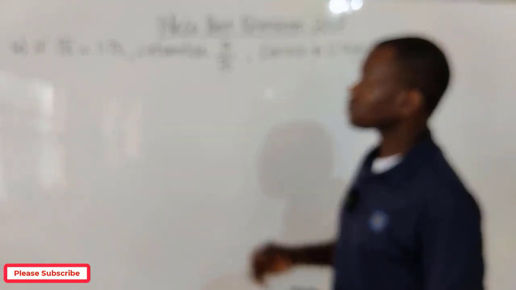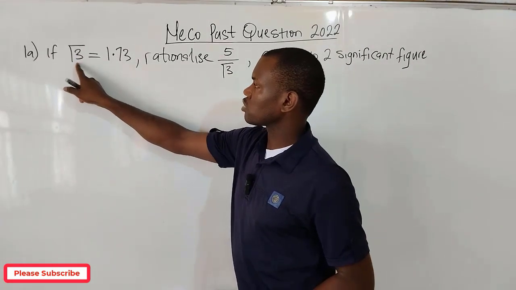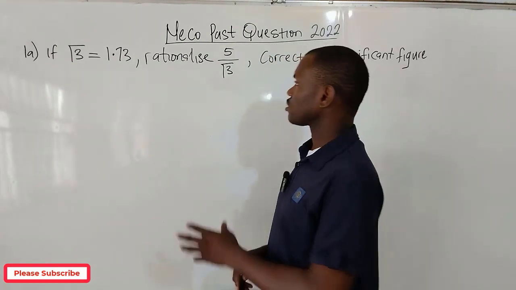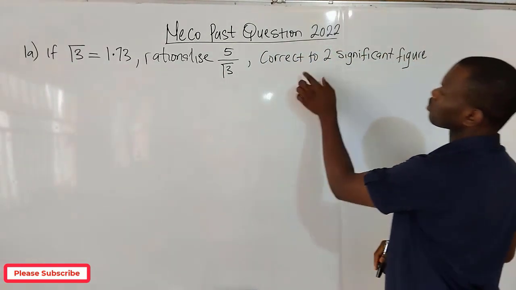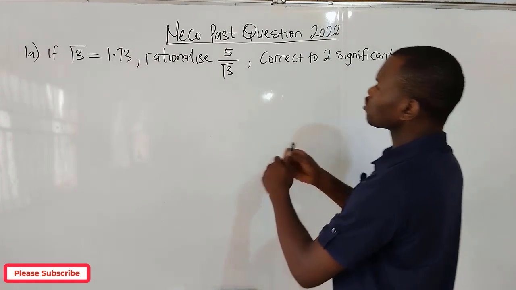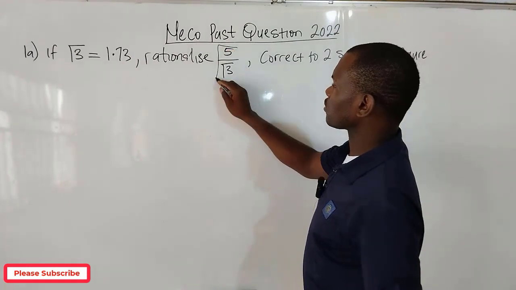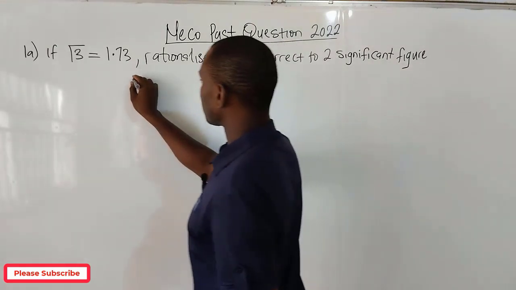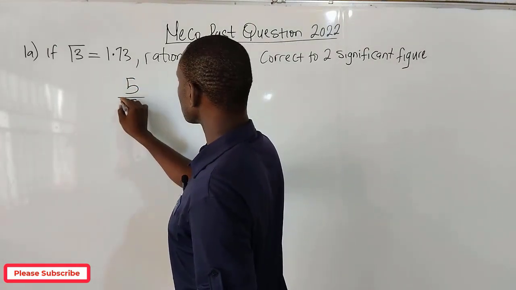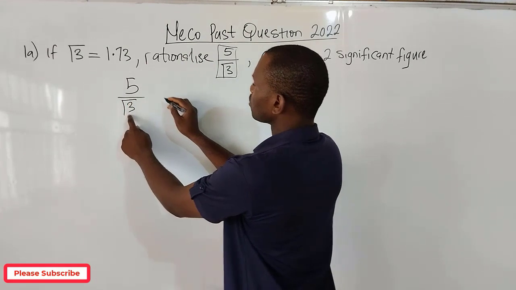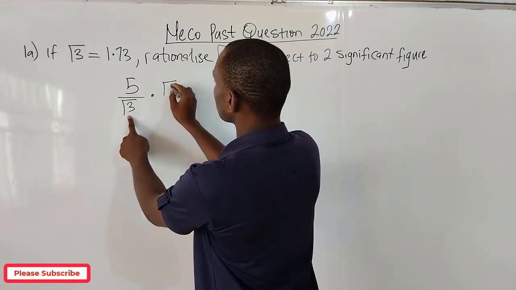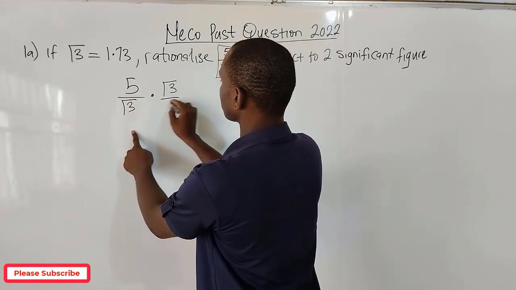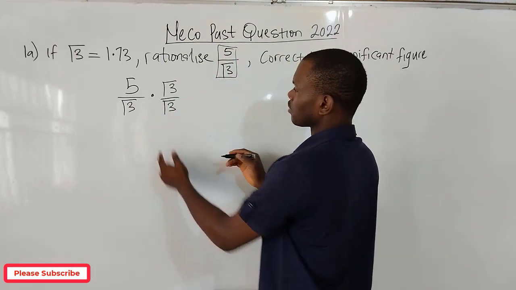The first question we have here says, given the square root of 3 equal to 1.73, rationalize, correct to two significant figures. So what we do is to rationalize this value first. When we have rationalized, we substitute. What we mean by rationalization is we use the denominator, which is irrational, to multiply up and down. This is how we rationalize.